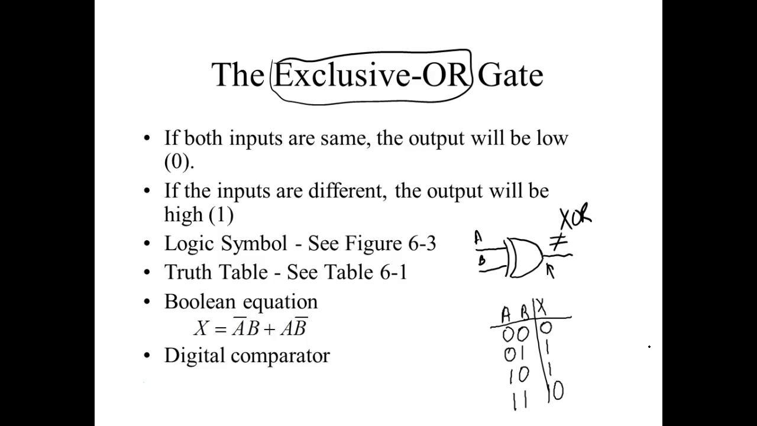So when we do our equation, we draw when the output gives us a high. So when does the output give us a high? It gives us a high if A is low and B is high, or if A is high and B is low. And that's the Boolean equation for an exclusive OR.